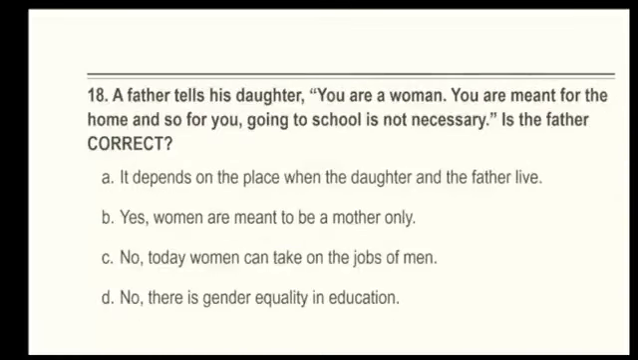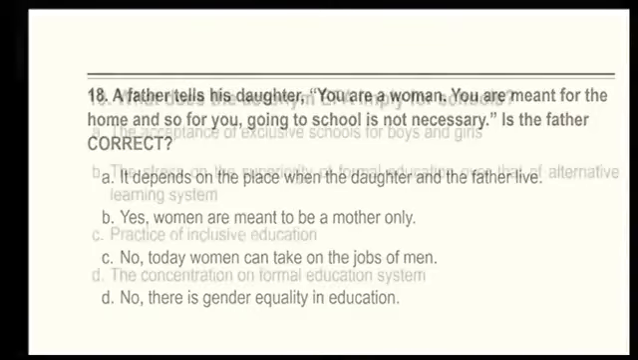So a father tells his daughter, "You are a woman. You are meant for the home. And so for you, going to school is not necessary." Is the father correct? A, it depends on the place where the daughter and the father live. B, yes, women are meant to be a mother only. C, no, today women can take on the jobs of men. D, no, there is gender equality in education. Okay, what's your answer? So that's letter D, no? Correct. There is gender equality in education. No exceptions. Okay, number 19.